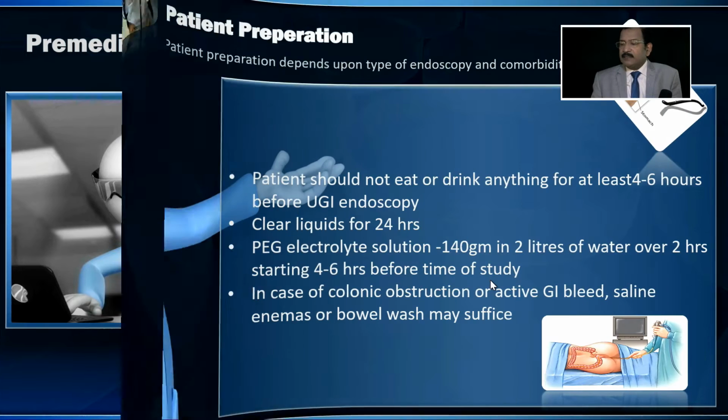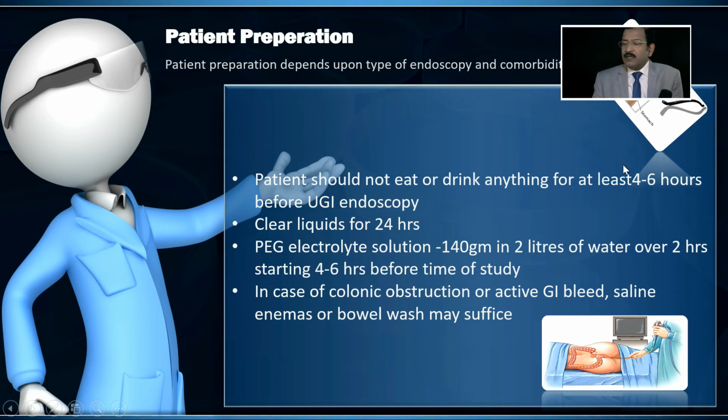So pre-medication is necessary. After that, the patient should not eat or drink at least 4 to 6 hours before the upper GI endoscopy. And if you are doing a colonoscopy, at least clear fluid for 24 hours should be given. Polyethylene glycol, approximately 140 gram in 2 liters of fluid, should be given the night before the procedure, at least 6 hours before the procedure.